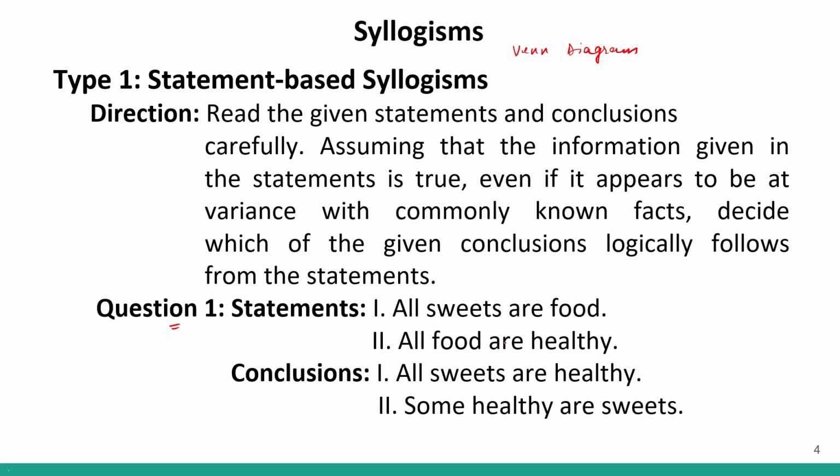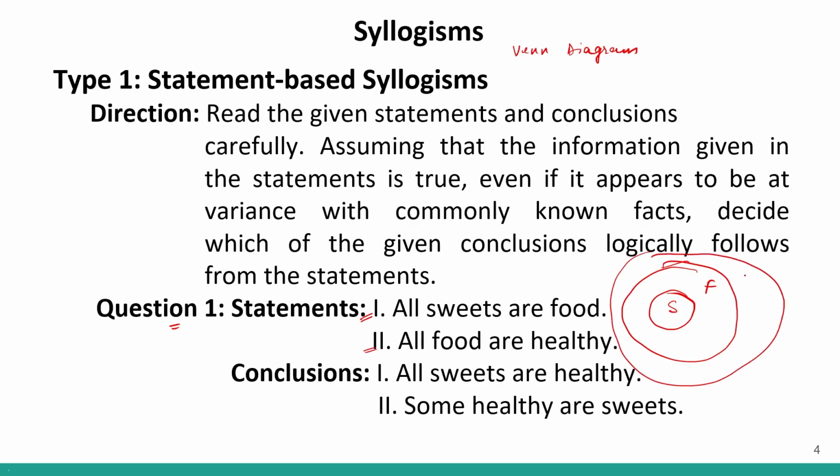And based on the Venn diagram, we have to answer whether the conclusions are true or not. Correct? So the first statement is all sweets are food. That means if this is my sweet, this will be my food because all sweets are part of food. Okay, and then the second statement says all food are healthy. So if this is my food, this will be healthy, that all food are a part of healthy.